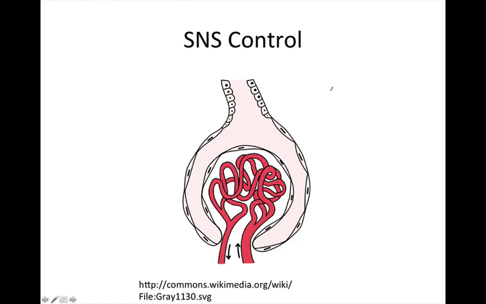Next, this is more of an extrinsic form of control. Remember, SNS stands for sympathetic nervous system, which is a functional division of the autonomic nervous system, or the ANS, which is basically what we call the visceromotor division of the peripheral nervous system, if you want to be technical.